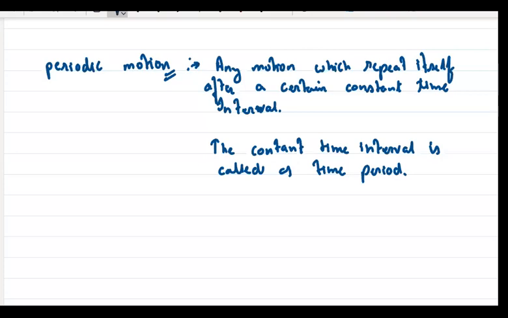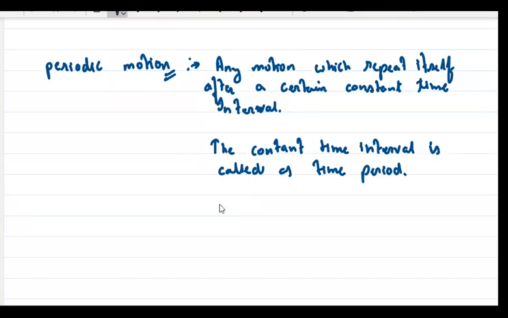Yes, pendulum, motion of a pendulum. Yes, circular motion. Earth around the sun, rotation of Earth around the sun, very good. Rotation of moon around Earth, yes. Hand of clock, very good, correct. Solar system. Bouncing of ball, yes. Then movement of spring. Rotation of fan at a fixed speed. So I hope all of you understood what is periodic motion?